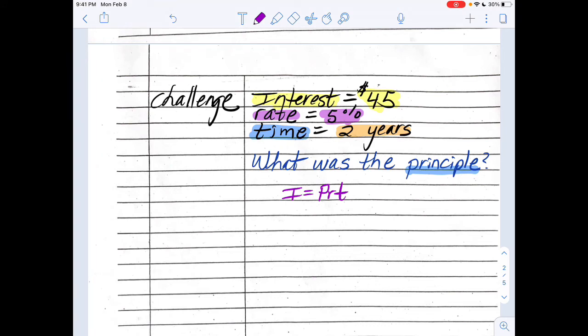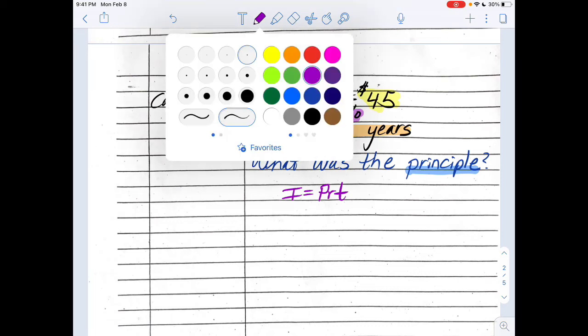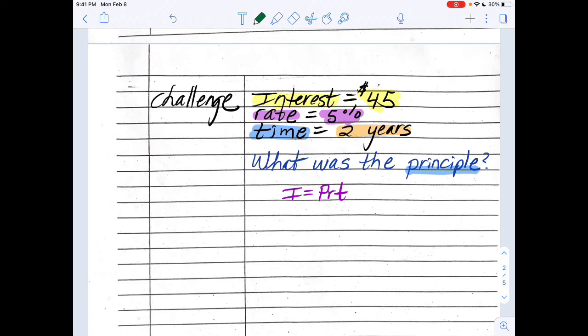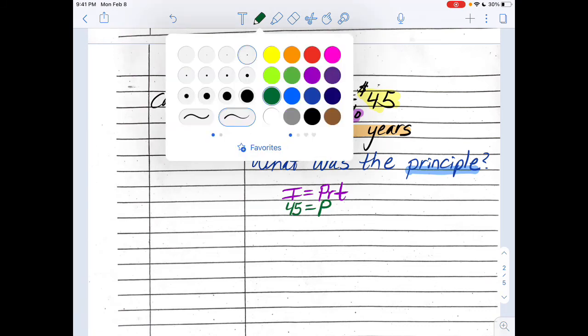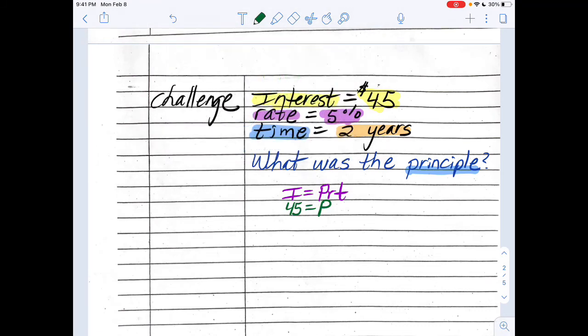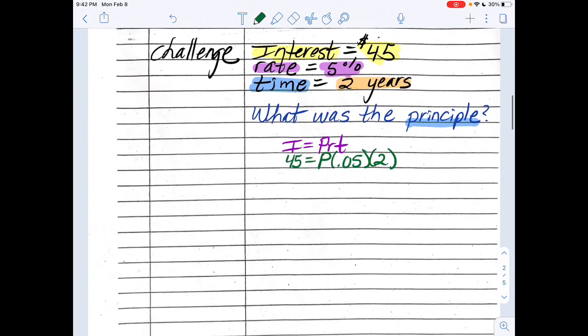And we're going to substitute each one. So I'm going to substitute in my principal. And the principal we don't know. So I'm going to put a P. My interest is $45. My rate is 5%. So remember to put in a 0.05. And the time here is 2 years. So I'm going to start off with multiplying my 0.05 times 2, which is, if you think about it like a nickel times 2, 10, or 0.10.